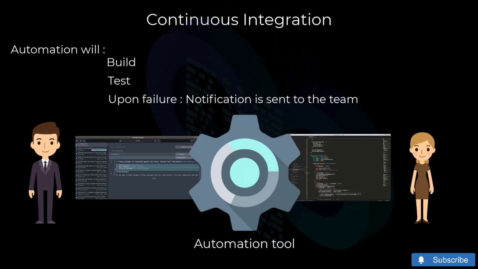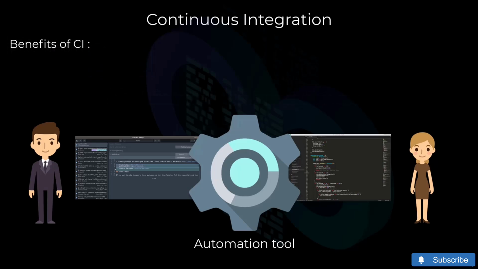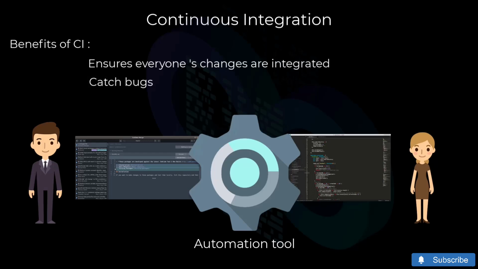Also, we have this build, right? This particular build that is built using the automation tool. So the QA or the testing team can do specific tests on that build. And that also means that the QA team always has a testable build. So what are the benefits you think CI, or continuous integration, has from this discussion? Continuous integration ensures everybody's changes can integrate. You can catch the bugs early on and reduce any merge conflicts.